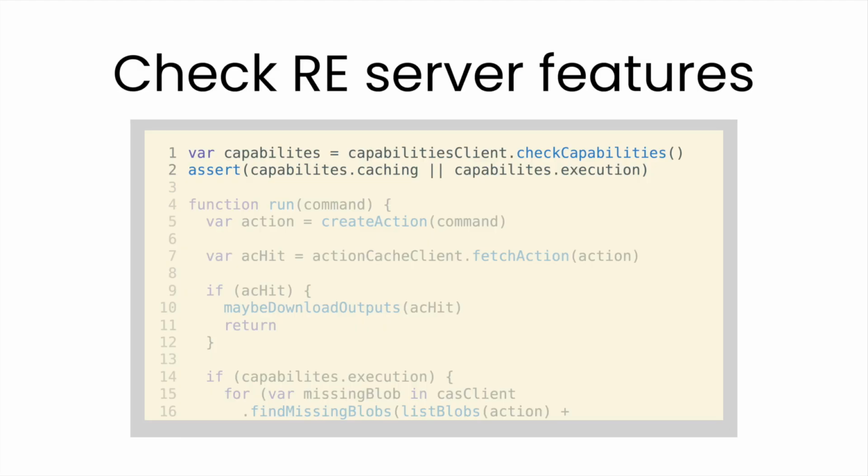So let's look at how remote execution works in a simple client implementation. Full disclaimer: this code is not supposed to compile. Don't try. I'm not fond of slideware. It's just trying to explain what we want to do with remote execution. The first thing we do is check what the remote execution server can and cannot do. In this case, we only have caching or execution. If either of them is available, then let's try to use remote execution.